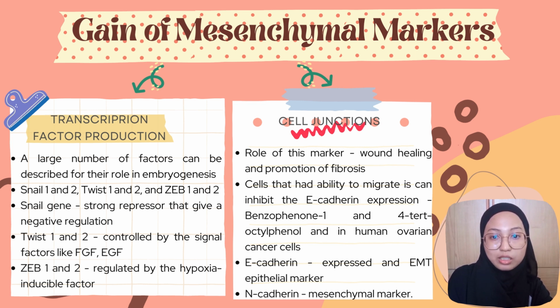Cells that have the ability to migrate can inhibit E-cadherin expression, as it coincides with increasing N-cadherin expression, as shown in the case of benzophenone 1 and 4-tetraphenols, and in human ovarian cells, where the role of this marker was first described. It also acts in wound healing and promotion of fibrosis by aiding the differentiation of resident tissue fibroblasts into myofibroblasts.